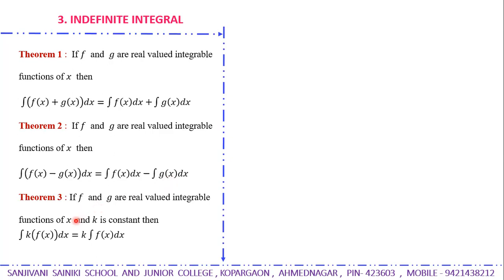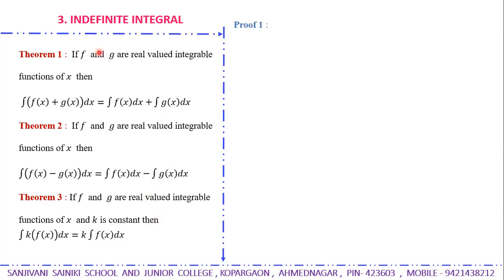Then the third one: if f and g are real valued integrable functions of x and k is a constant, then the integral of k into f of x dx. If a function is multiplied by a constant, then while finding the integration we can take that constant outside. Just like that of derivatives. In finding the derivatives also we have taken out the constants. So here also first we will take the constant outside the integral and then we will integrate the function.